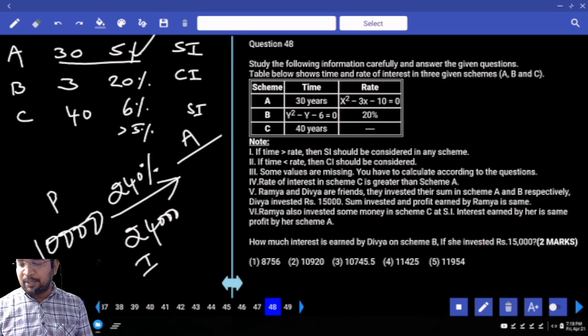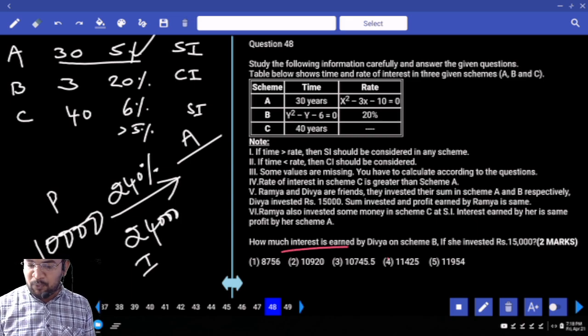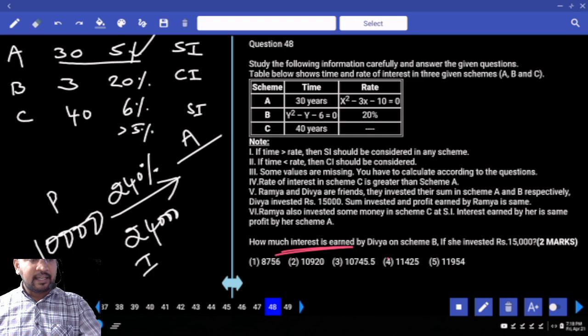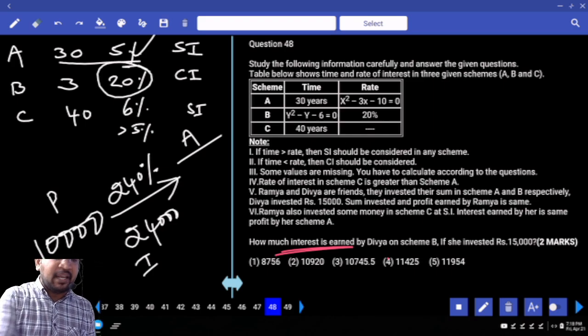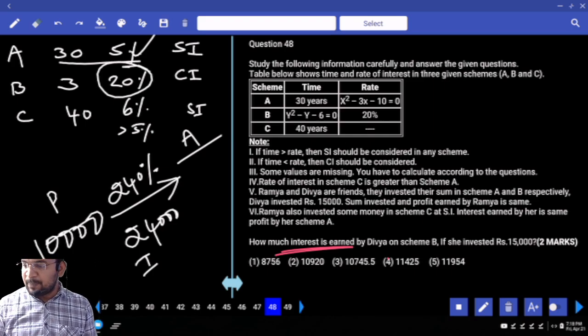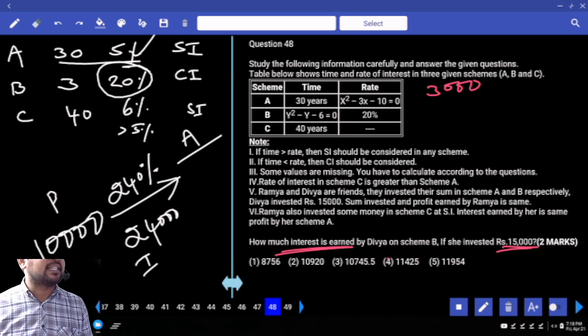How much interest is earned by Divya in scheme B if she invested 15,000? In scheme B, they're asking only for interest. The principal is 15,000. First year interest is 20% on 15,000, which is 3,000. Second year interest is 20% on 3,000 plus 3,000, which is 600 more. This is the second year interest.